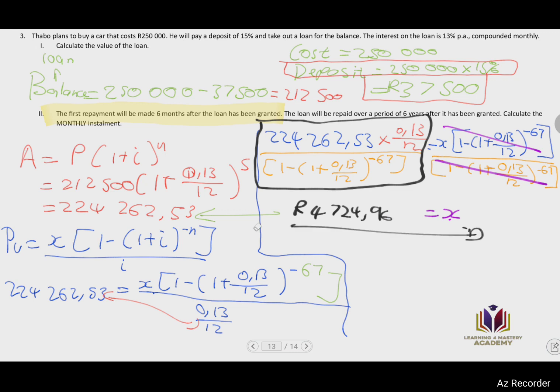Let me remove the arrow so that you don't get confused. Bring the X closer. There we go. So the final answer is R4,724.96. Okay. So this is pretty much it. This is actually the last question of finance.